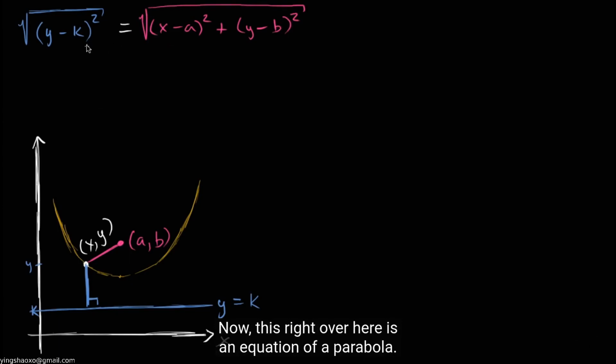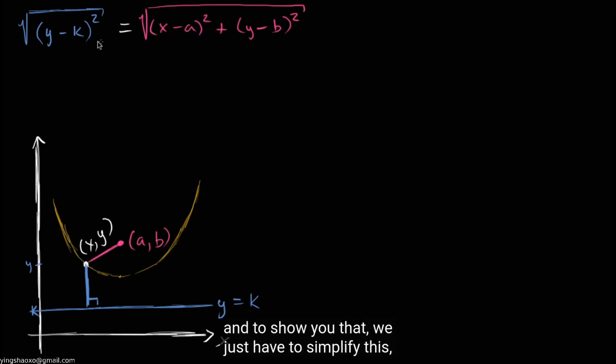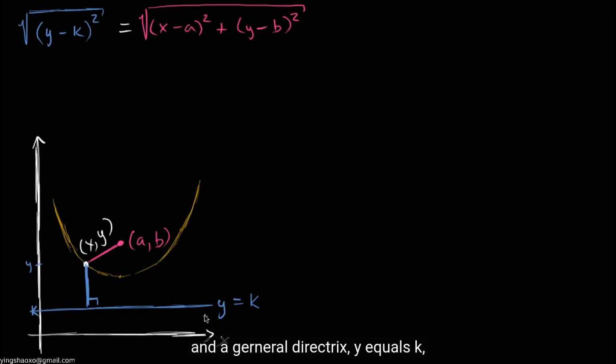Now, this right over here is an equation of a parabola. It doesn't look like it. It looks really hairy, but it is the equation of a parabola. And to show you that, we just have to simplify this. If you get inspired, I encourage you to try to simplify this on your own. It's just going to be a little bit of hairy algebra, but it really is not too bad. You're going to get an equation for a parabola that you might recognize, in terms of a general focus, a comma b, and a general directrix, y equals k. So let's do that.